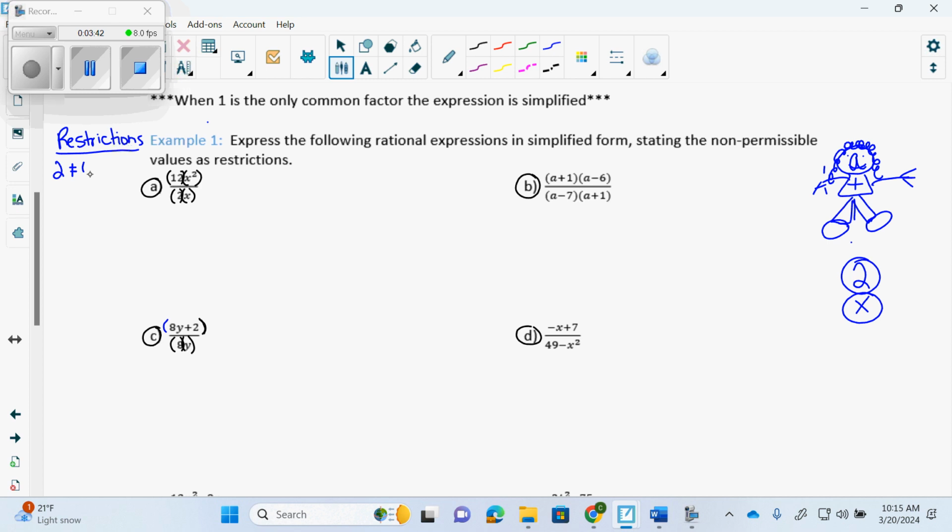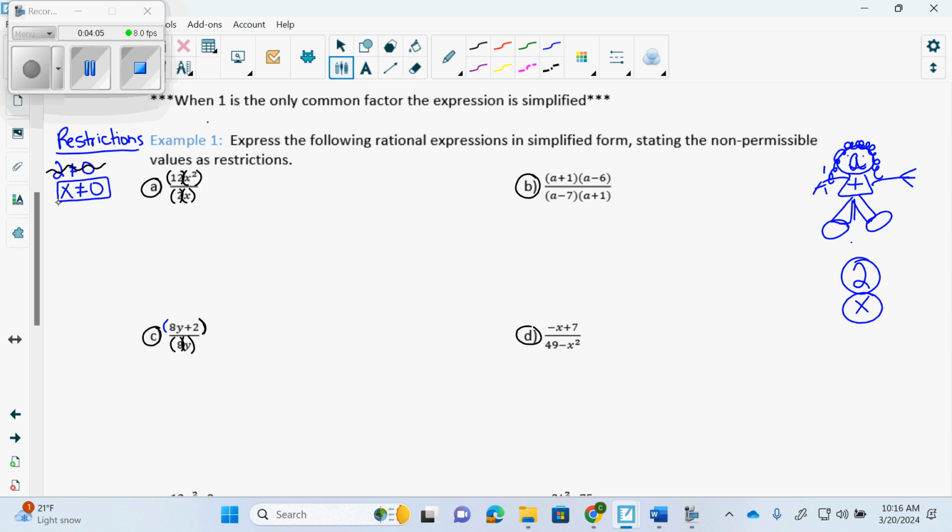2 can't equal 0 is a true statement. Yes? Does it give me a non-permissible value though? No. Non-permissible values come from what a variable can't equal. Is there a variable at all involved in this statement? No. True statement, don't care about it. And then I have x can't equal 0, which is the greatest thing ever.